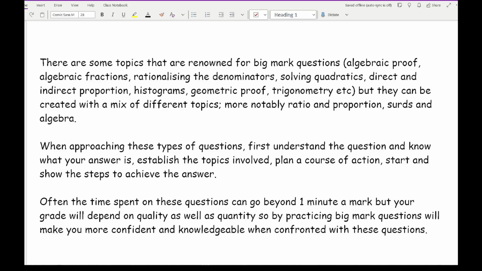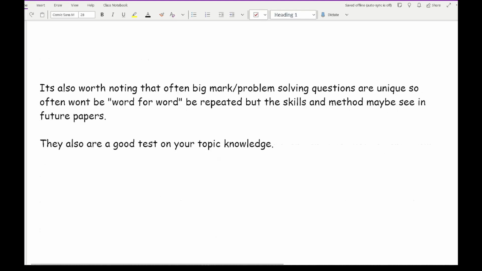So practicing big mark questions will make you more confident and knowledgeable when confronted with these questions. Now, it's worth noting that often big mark questions or problem solving questions are unique, so often won't be repeated word for word, but the skills and method may be seen in future papers.